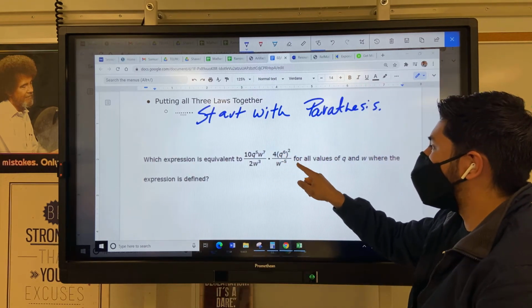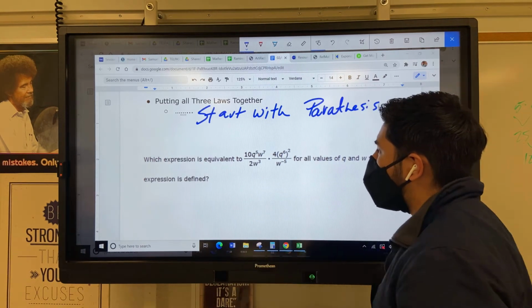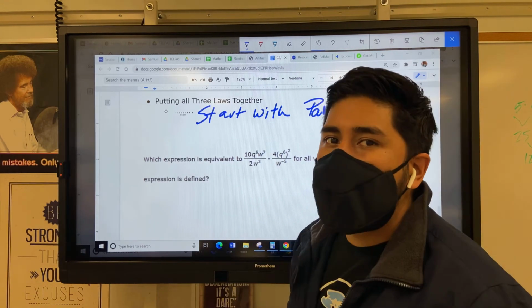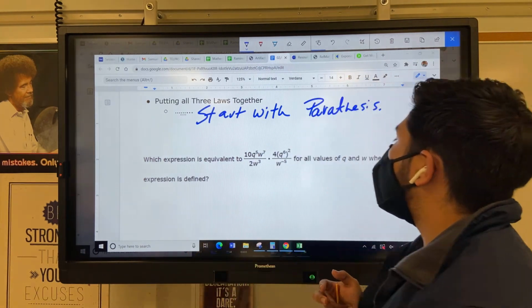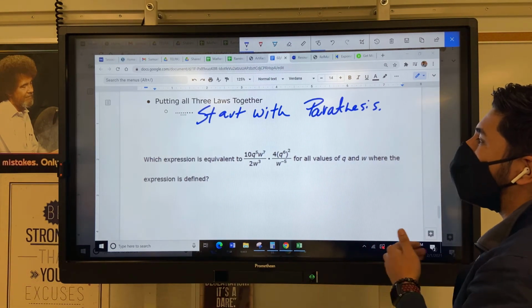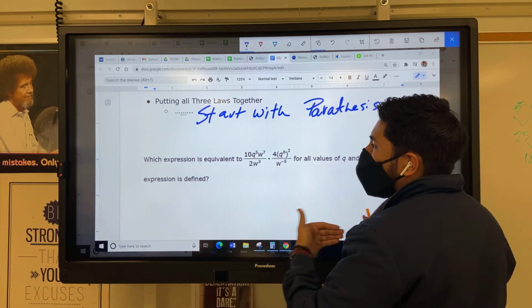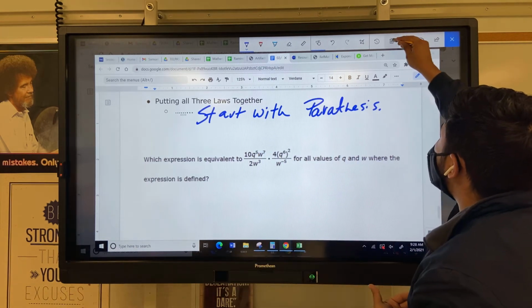So we want to get rid of those parentheses, and then we could do the quotient rule, or we could do the product rule across, whatever makes you happy. But it is very important to at least start with the parentheses. I'm going to do it the way I like. I'm going to do parentheses, then I'm going to get rid of the fractions, and then I'm going to do the product rule at the end. Check it out.